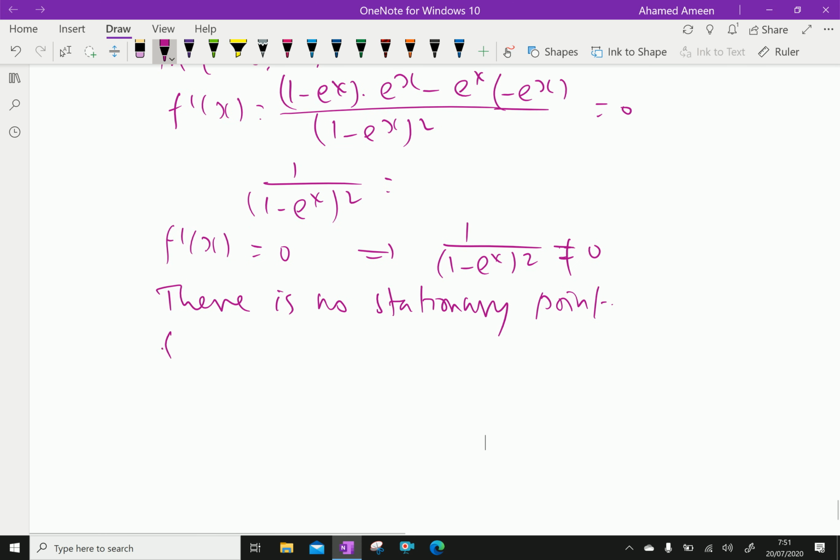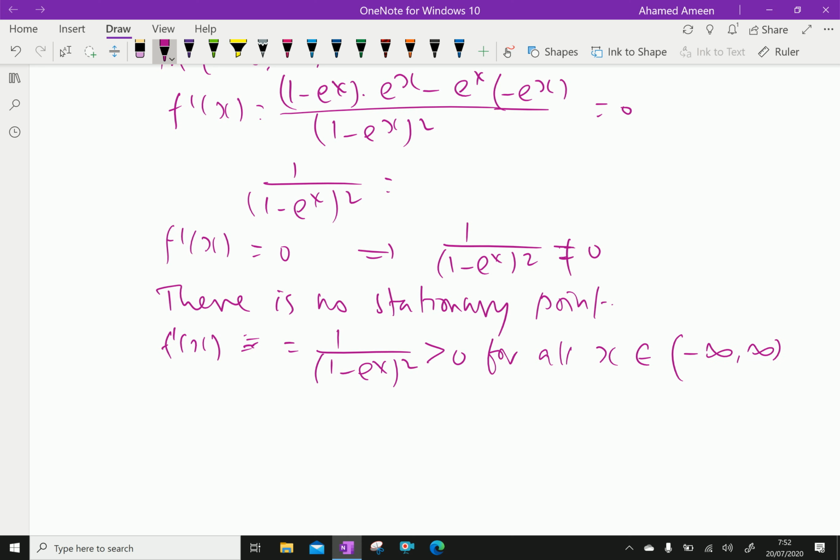Therefore f dash of x equal 1 over 1 minus e power x whole square is greater than 0 for all x is an element of minus infinity to positive infinity. That means f dash of x must be greater than 0 over the whole real line. There is no stationary point.